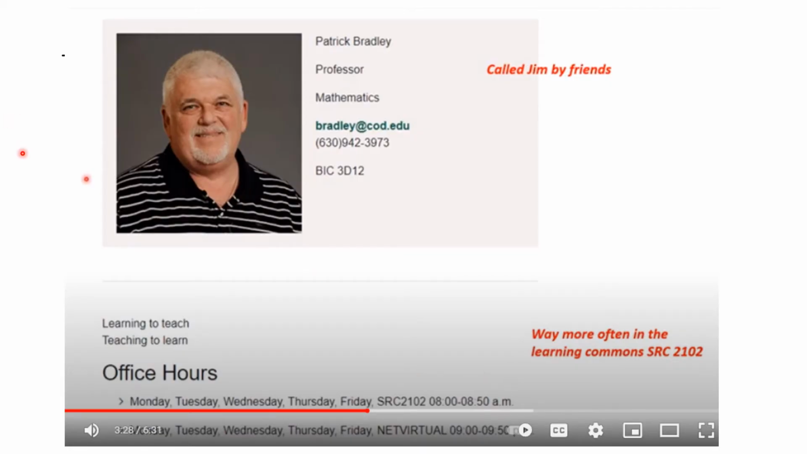I told you I'd show you some pictures. This is a picture of me. My given name is Patrick James Bradley. My friends call me Jim. You can call me Professor Bradley if you want, or you can call me Jim. I think we should be friends as well as being instructor and student. I look more or less like this, except my hair is much longer now, and I typically wear a mask.